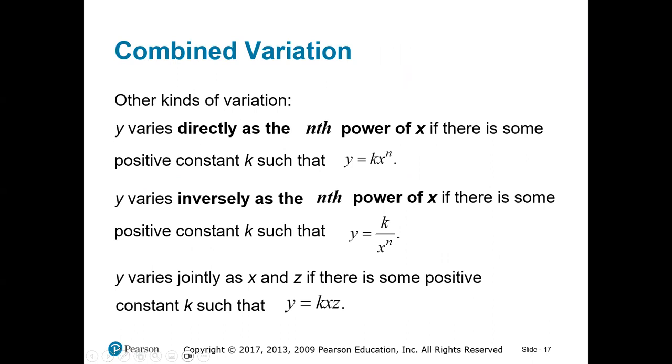Now, other kinds of variation. Y varies directly as the nth power of x if there is some positive constant k such that y equals k times x raised to n. Y varies inversely as the nth power of x if there is some positive constant k such that y equals k divided by x raised to n. Y varies jointly as x and z if there is some positive constant k such that y equals k times x times z.